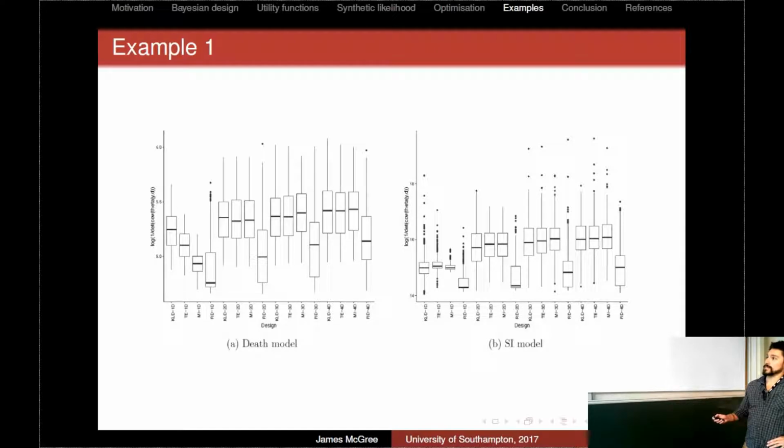We've got KLD, total entropy, mutual information for model discrimination, and the random design. And beyond that, it doesn't matter. You can just use any of the designs found based on the utility and get similar results.